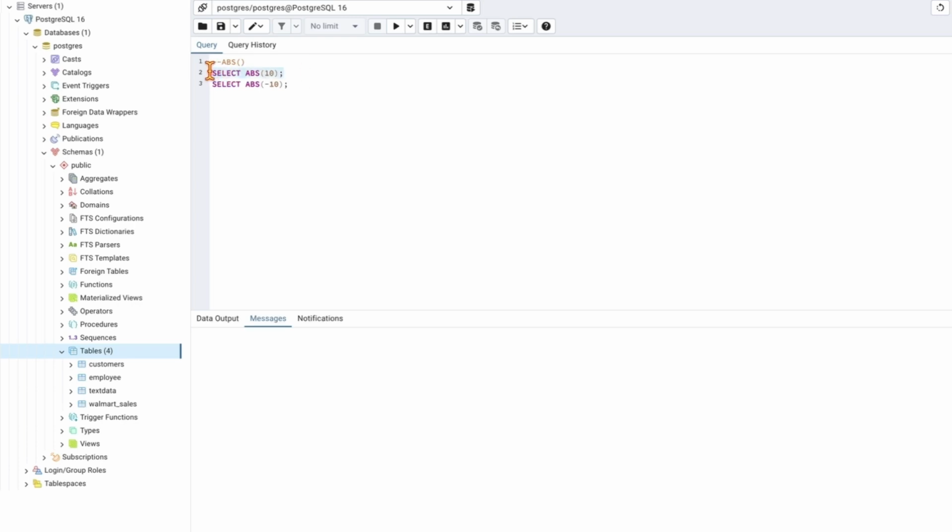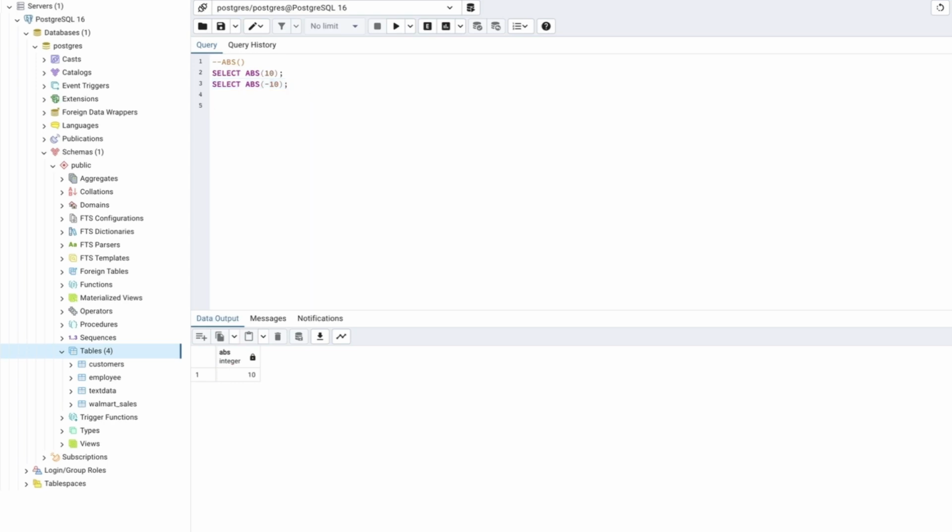Let's check. See, for the positive number, it returned 10. For the negative number as an input, the output is expected to be 10. Let's see. Again 10. So that's how absolute works on a numeric constant. Let's apply this function on a table.